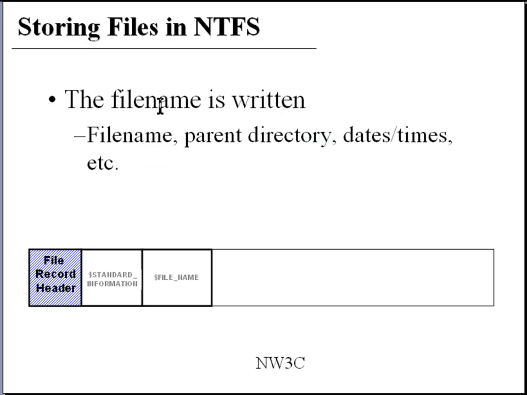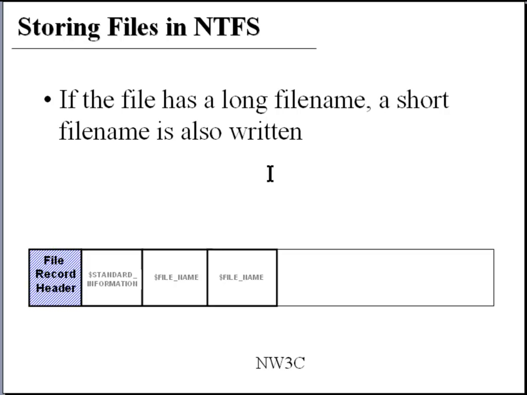And the file name is written, so what we're doing is we're just going linearly throughout the master file table record that's been created. Remember, this is 1024 bytes. If the file has a long file name, its short file name is also written as well. It's a long file name and the short file name.